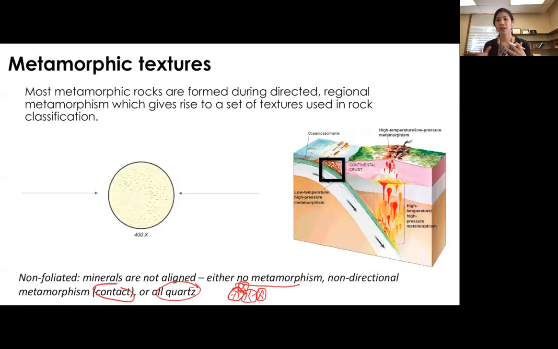So for example, if we're looking at a subduction zone, these non-foliated minerals would tend to be found closer to the surface, like in that accretionary trench, where we have some sediments coming together, but they haven't yet experienced a lot of burial or a lot of temperature increases.